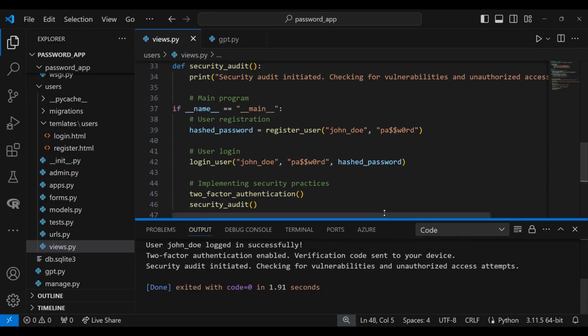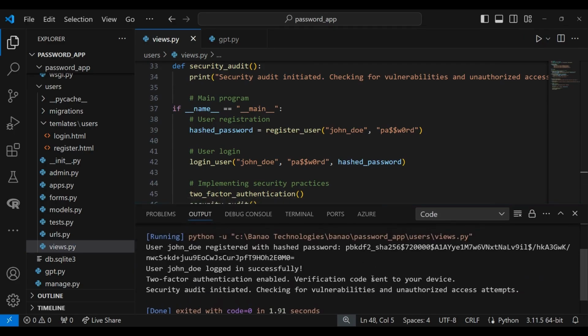Overall, this code exemplifies the implementation of password hashing and security best practices in a Django application, highlighting the importance of safeguarding user credentials and maintaining robust security measures to protect sensitive data from potential threats.